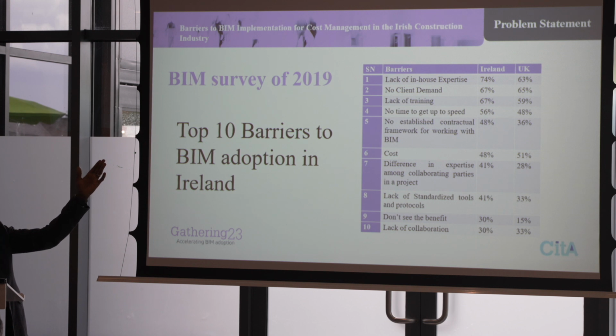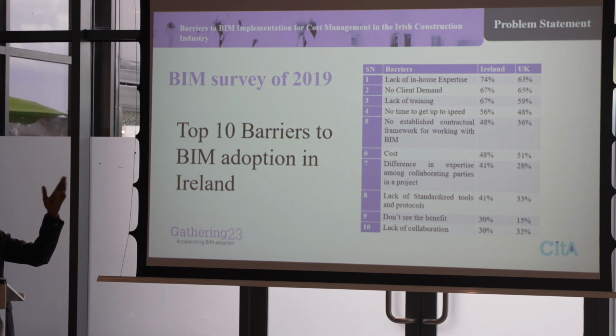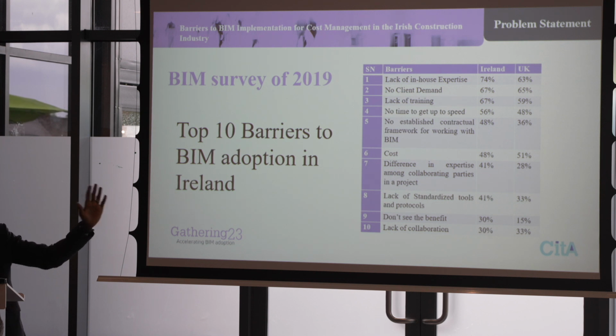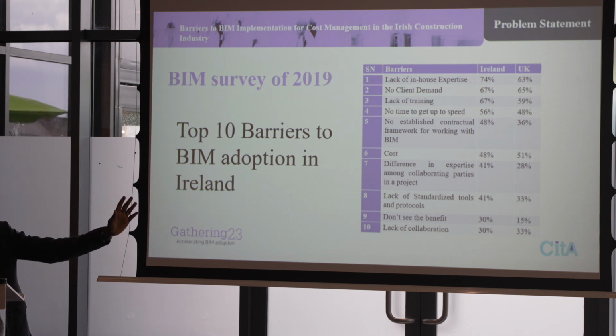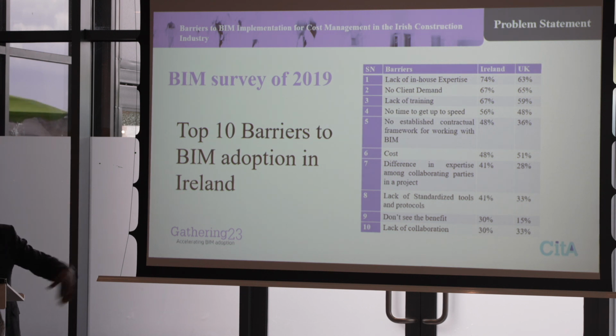The top barriers are those I highlighted over here: lack of in-house expertise, unclear demand, lack of training, and all that. And there's a comparison between Ireland and the UK. As we can see, lack of in-house expertise is relatively higher in Ireland compared to the UK. The same way you can see it in the other barriers as well, the comparison, all right?